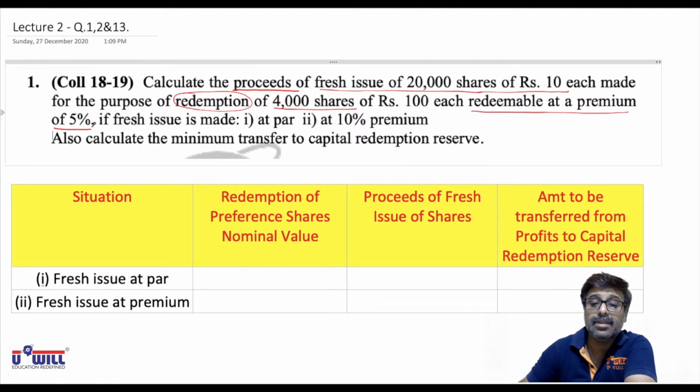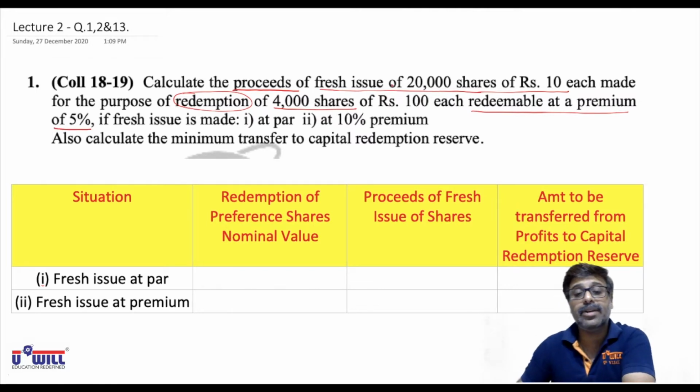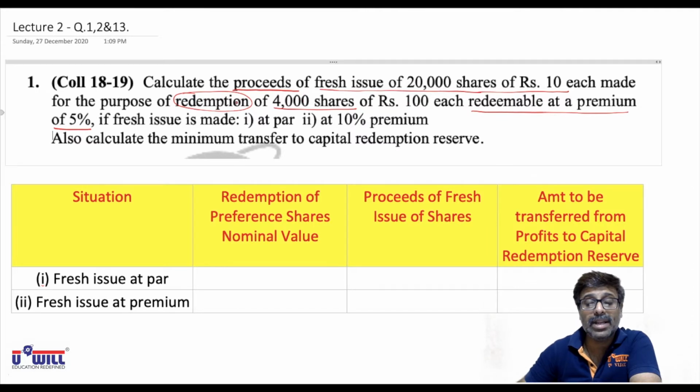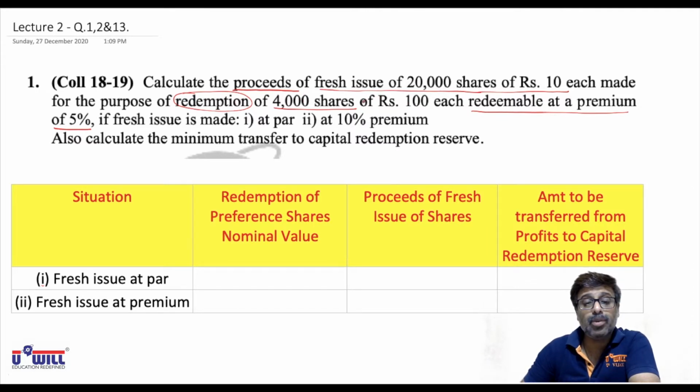5%. So 4,000 preference shares of 100 each means 4,000 into 100, 4 lakhs. And then 5% premium of 100 is 5 rupees, so 4,000 into 5, 20,000. What we have to repay to the preference shareholders is 4 lakhs plus 20,000, that is 4 lakh 20,000. But there is an important point which I will discuss when we solve this practical question. So keep this in mind.